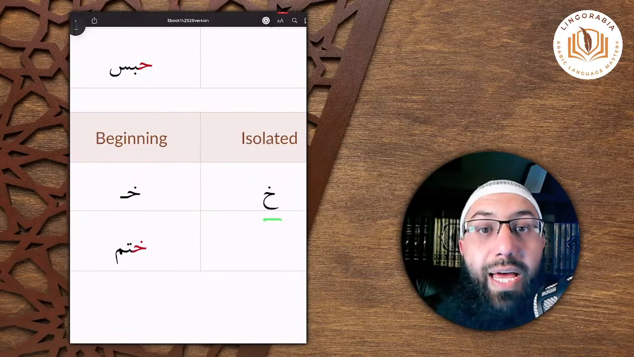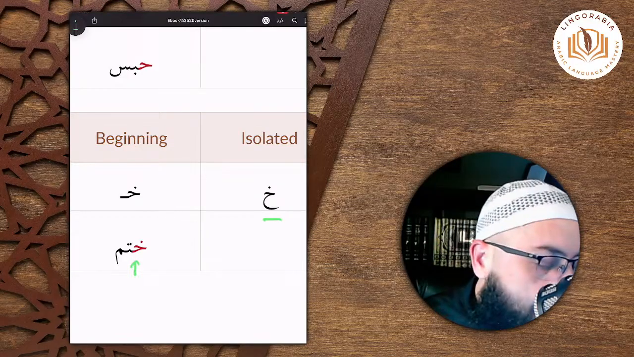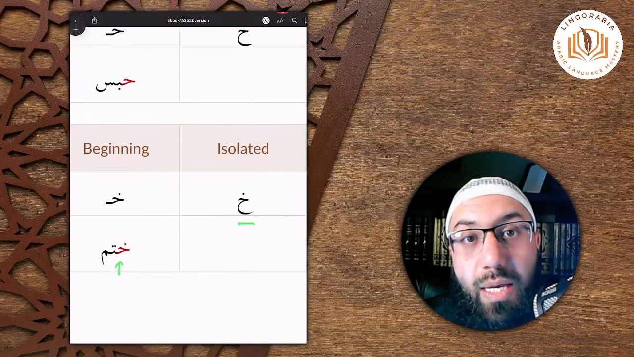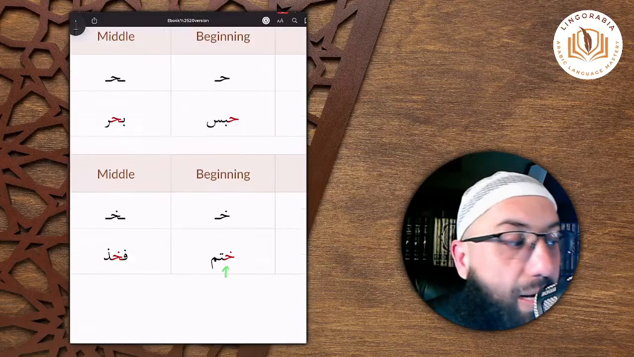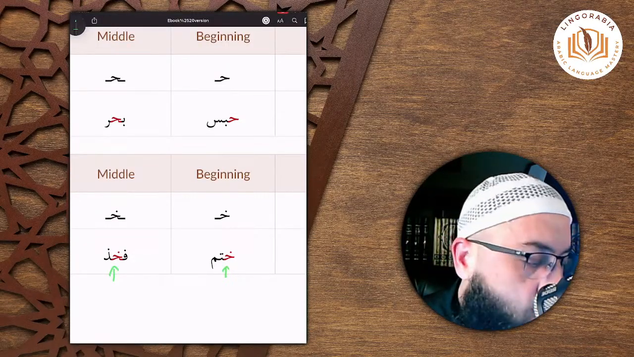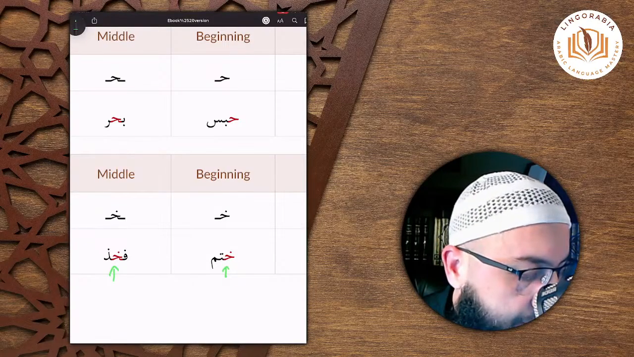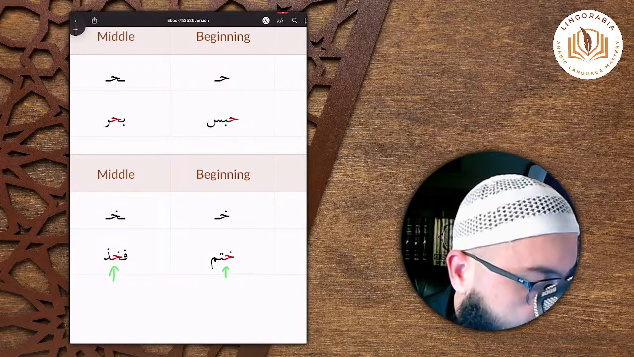Okay, and I told you guys the reason is we have to connect it with the letter after, and otherwise it will be difficult. So that's why. And at the end, you see it will reappear here, and here.